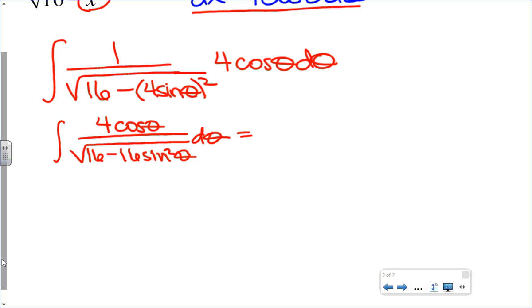All right, so I'm going to save some room. We like to save some room, right? What can we do with this right here? We can factor out a 16. Are you guys all okay with me doing that? Yeah. Alex, what happens? You can make it into cosine squared.